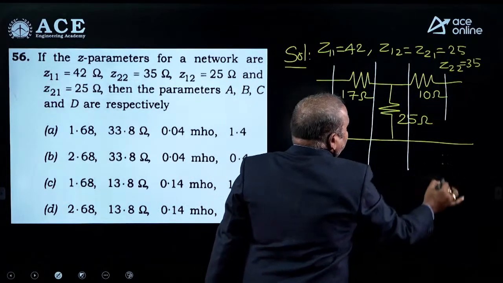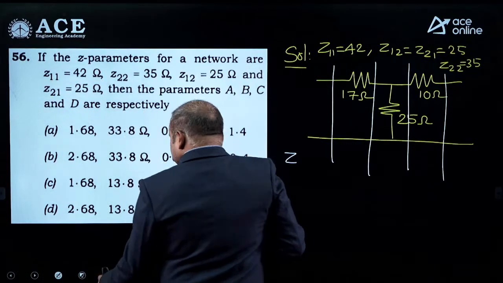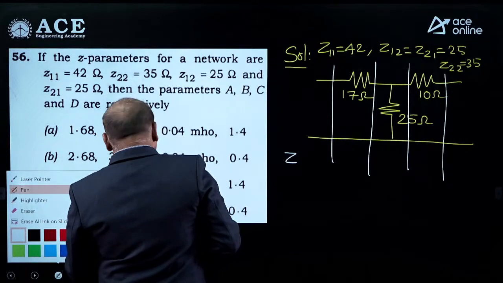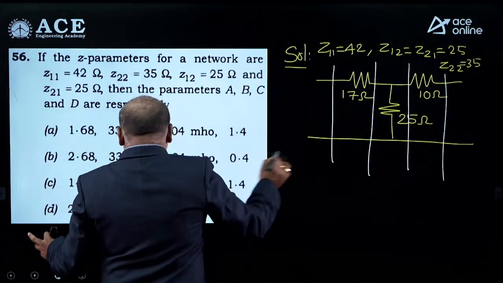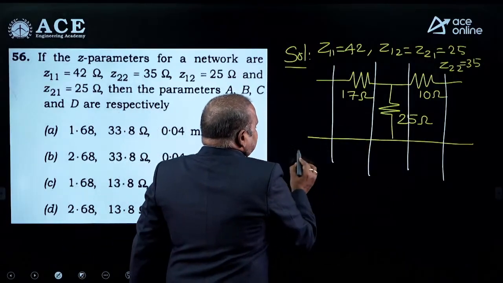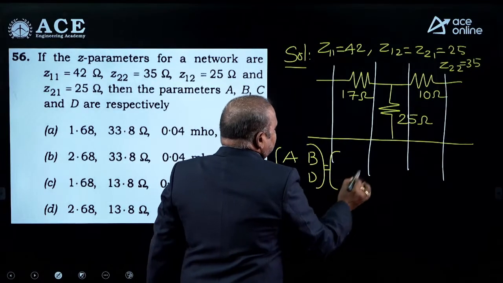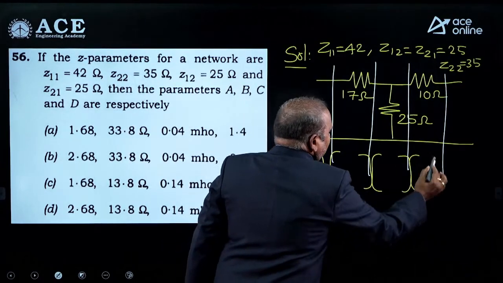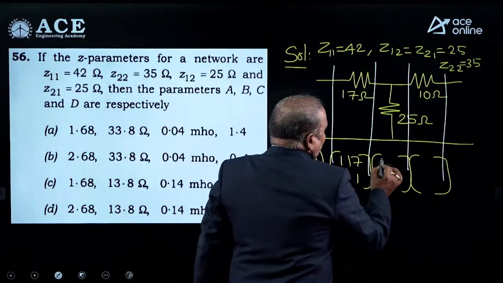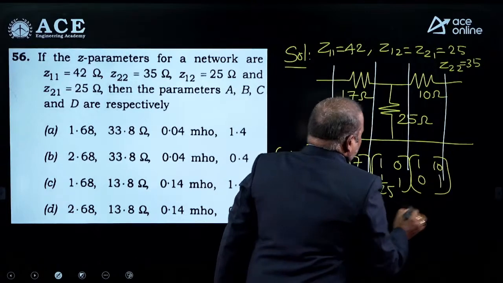Now instead of remembering the formulas directly, you can take that ABCD parameters matrix, because this is the cascade connection of the standard single elements, which are series element, shunt element and series element. Now the total ABCD parameters matrix: series element means 1 Z 0 1, shunt element means 1 0 1 by Z1, then 1 Z 0 1.